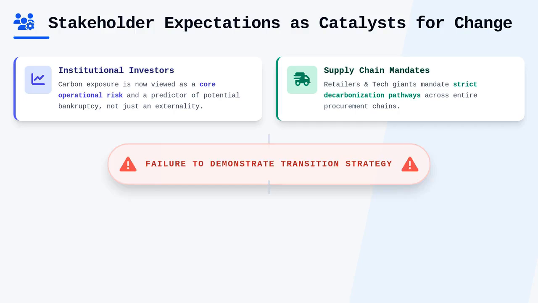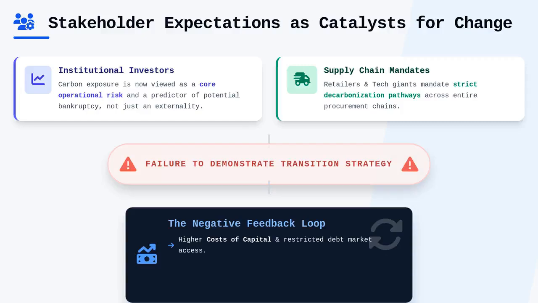When a company cannot demonstrate a transition strategy, they find themselves penalized through higher costs of capital and restricted access to debt markets. This creates a feedback loop where the cost of borrowing for carbon-intensive brands rises, further limiting their capacity to innovate and invest in the very technologies needed for survival.